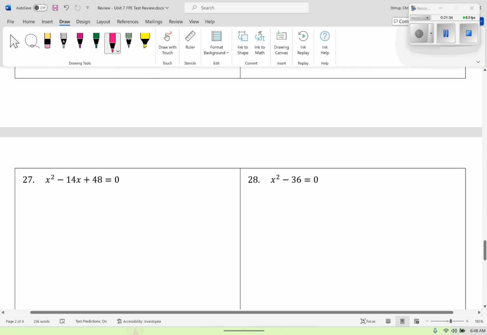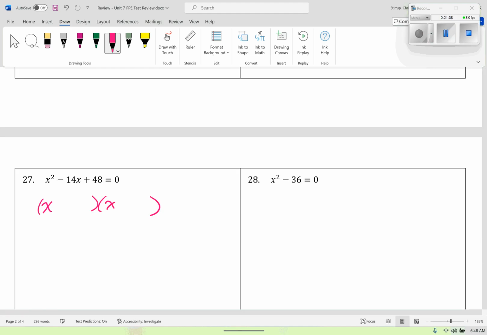We can factor it the faster way because I get x and x. What two numbers multiply together to give me a positive 48? So I have to have the same sign. Are they both positive or are they both negative? They're both negative because I have a negative right there, okay? So I'm going to have negative, negative.